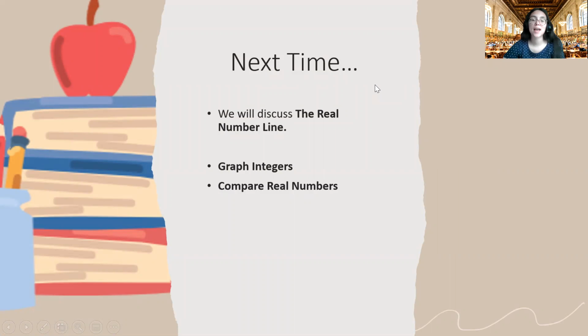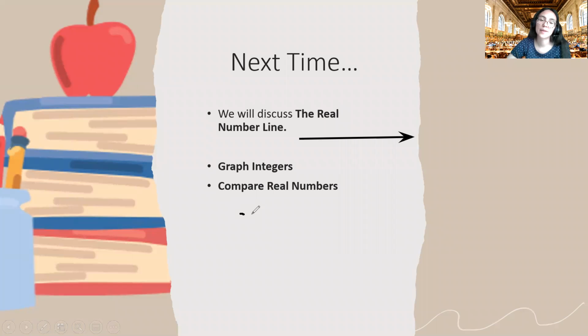So next time we will begin a new chapter. And this is where we will discuss the real number line. So it's going to get very exciting. We will discuss the number line where we have integers and things like that. So that's going to be fun. We're going to be graphing them and we're also going to be comparing them. So we're going to have negative numbers.